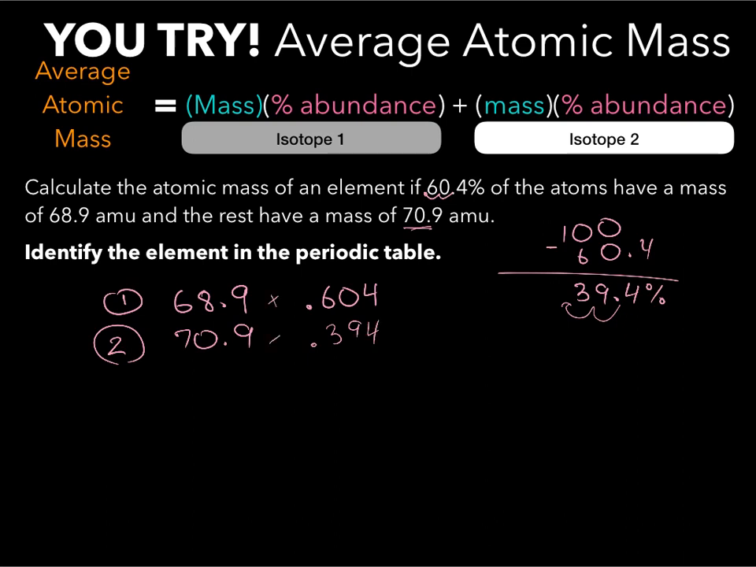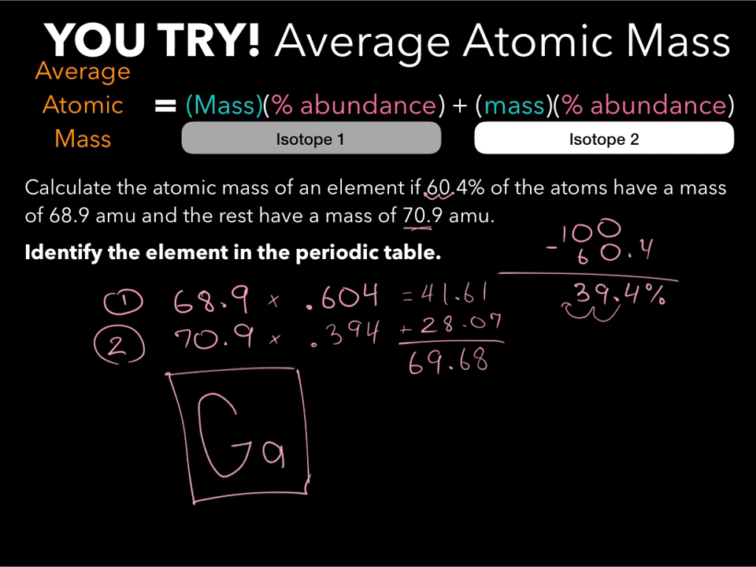You want to go ahead and multiply these together. When we do that, the first sub answer that we get is 41.61. The second one would be 28.07. The last step is to just add all of these masses and abundances together, and you get a final answer of 69.68. The last part of this problem says identify the element on the periodic table. So you want to look on the periodic table and see what mass this matches or is the closest to. When you do that, you're going to see that gallium is the element that it matches.